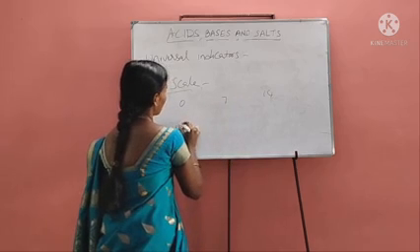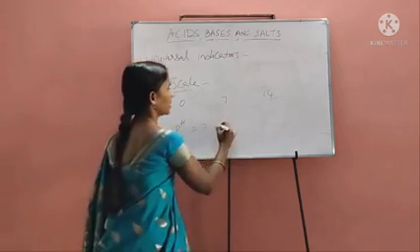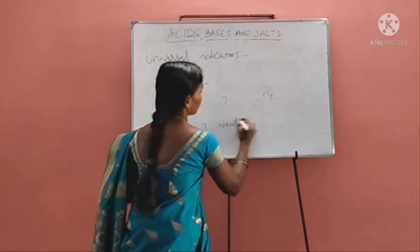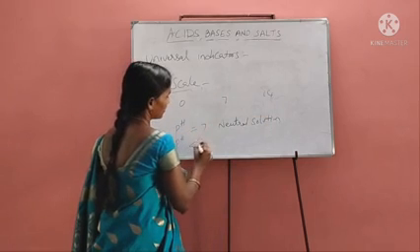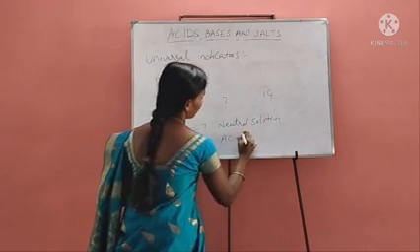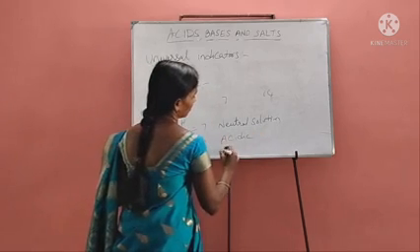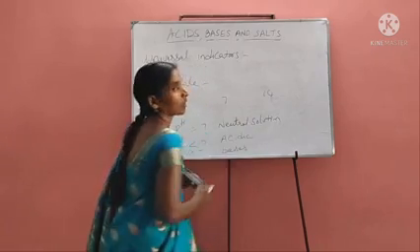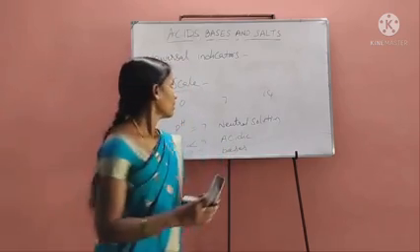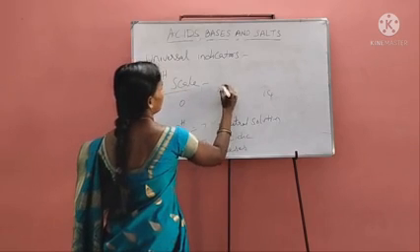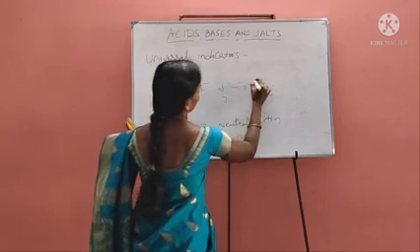pH equal to 7 is a neutral solution. pH less than 7 is acids. pH greater than 7 is bases. These are the neutral, acids, and bases.